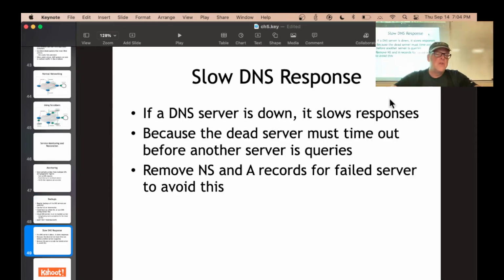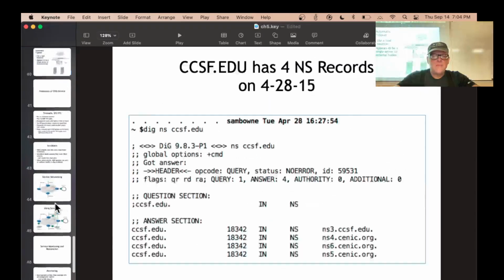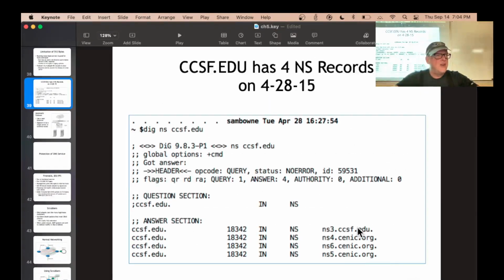And then, of course, slow DNS response. If one of your DNS servers goes down and you have just the other server, then this will slow responses. So if you have a server that has failed, it's best to remove the records. Because remember, if you do like a City College DNS here, if you had a server that went down, this appears in a random order. Some of your customers get this server at the top, and they're going to try that server and wait like 10 or 30 seconds before going to the next one.